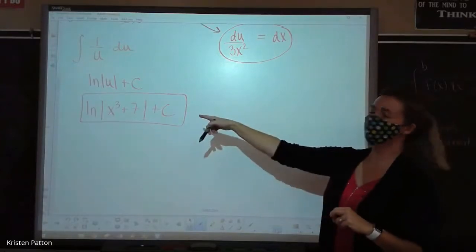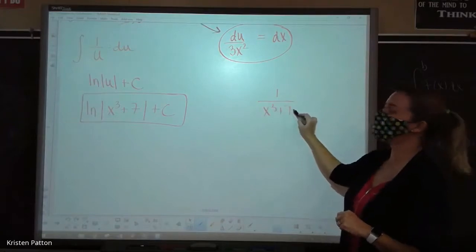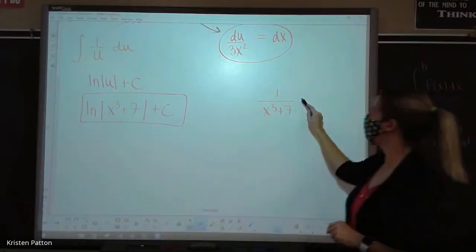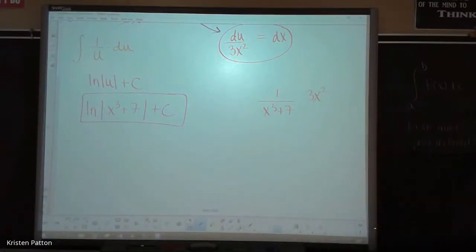The derivative of the natural log of something is 1 over whatever's on the inside. And then the chain rule says multiply by the derivative of what was on the inside. And then the constant goes away. Isn't this what we started with?